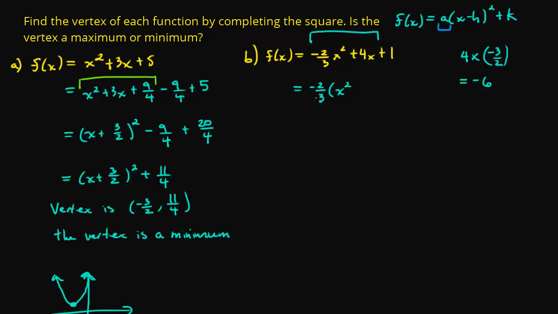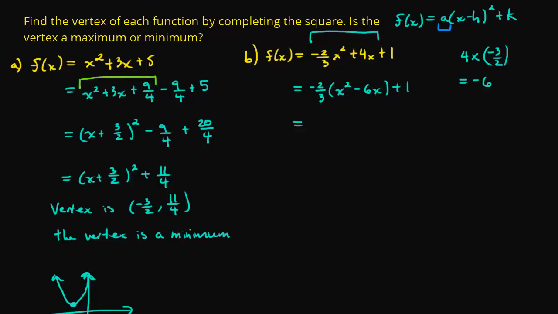So I get negative 2 over 3 times x squared minus 6x bracket plus 1. Now, important thing, the constant stays outside of the bracket when I'm completing the square. So the next step is to look at the form that this equation is written in, and this is the form that I'm trying to put this in. So I need to try to get a perfect square trinomial inside of these brackets here.